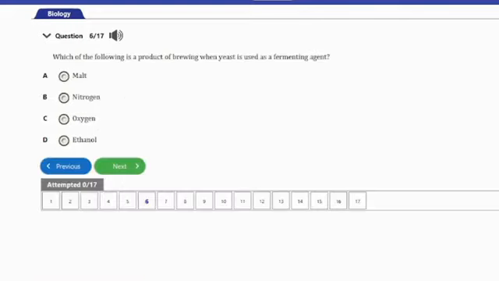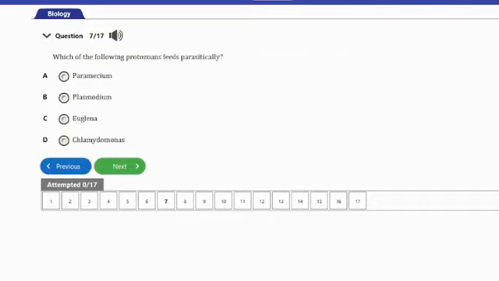That's question number 6 here. It says, which of the following is a product of brewing when yeast is used as a fermentation agent? We have A, malt, B, nitrogen, C, oxygen, D, ethanol. So guys, the answer to this question here is option D, and that's ethanol. So remember that this is a fermentation process. So ethanol is the answer to this question, and that's option D. So let's go ahead and consider the next question, guys.